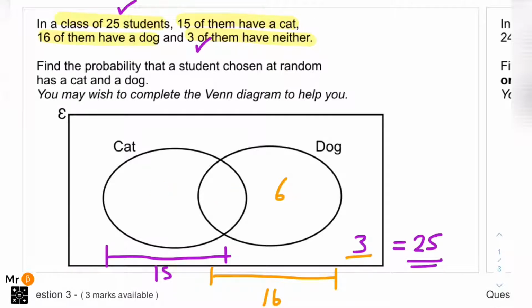So what we're going to do is change our middle number to something slightly lower. So here we're going to have 9. That means there would be 6 cats, 6 plus 9 is 15, and 7 dogs, 9 plus 7 is 16. Again, we're going to check: 6 plus 9 plus 7 is 22, plus this 3 gives you 25.